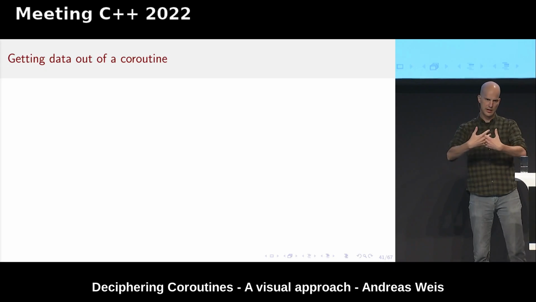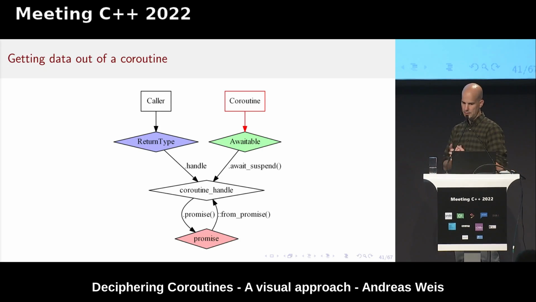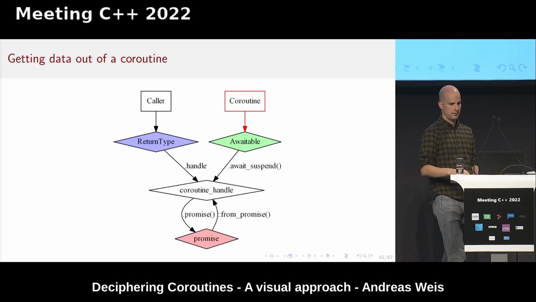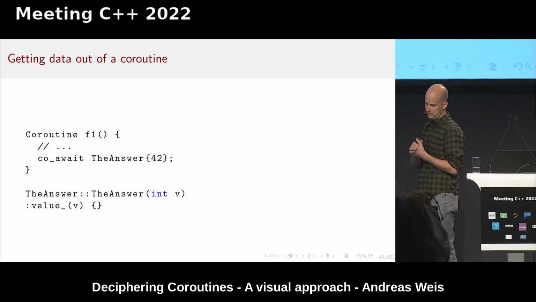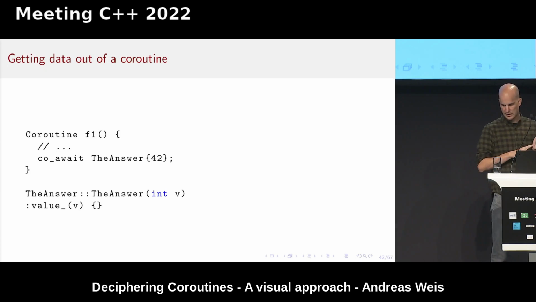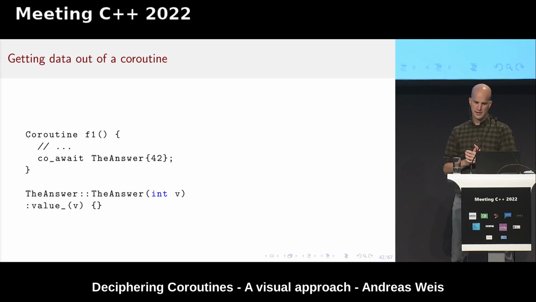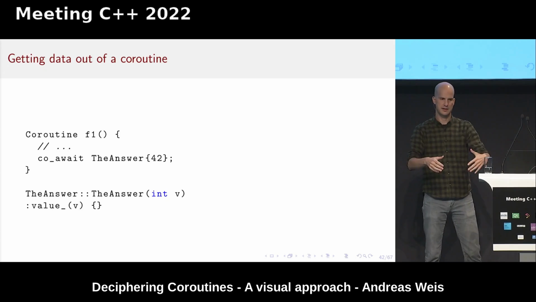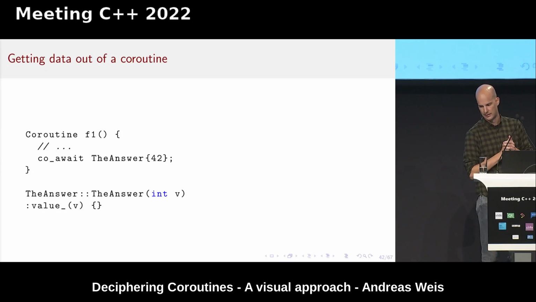So first, the direction, how can I pass data from the coroutine back to the caller? So start in the coroutine, right? And I'm calling co_await. So I somehow need to pass the data to the awaitable. How do I do this? In this case, the coroutine just does a co_await, and the value that I want to return is here the integer 42. The only thing that I can do at this point is pass it to the constructor of the awaitable, right? That's the only thing that I can do at this point.